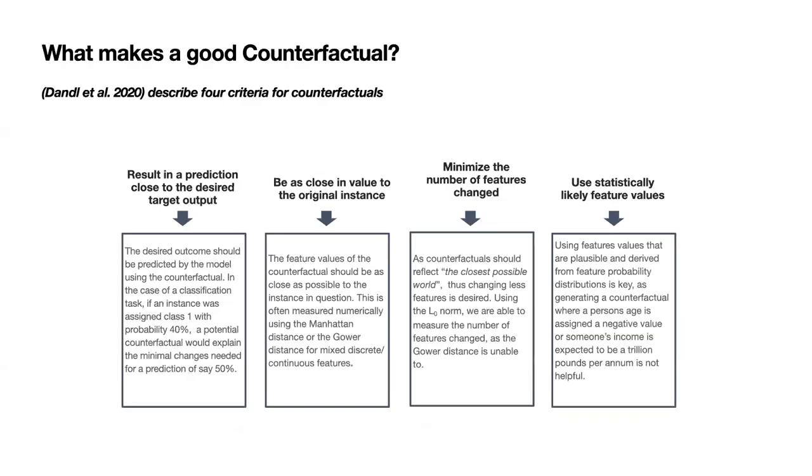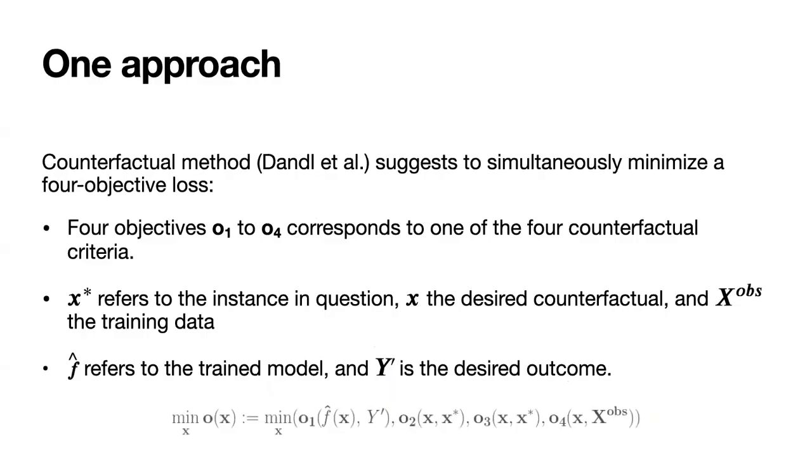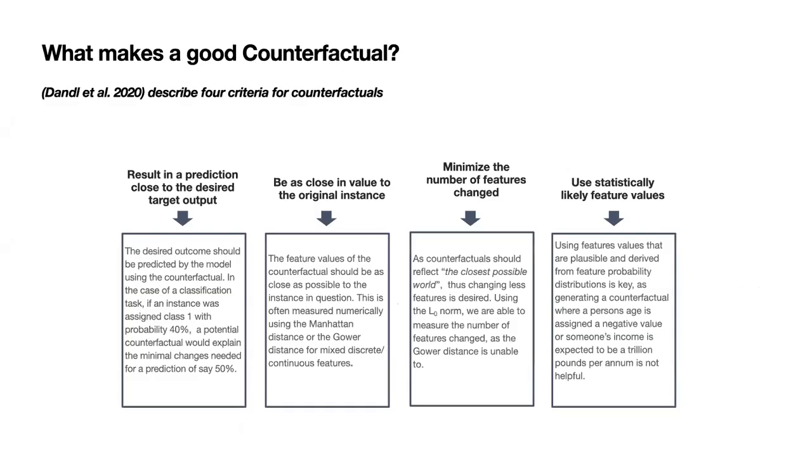The second criteria is that you want to minimize the number of features changed, okay? So this is O3 in this equation. And this is usually captured by some kind of distance function. It's trying to say, how do I change it minimally such that this is part of the explanation?